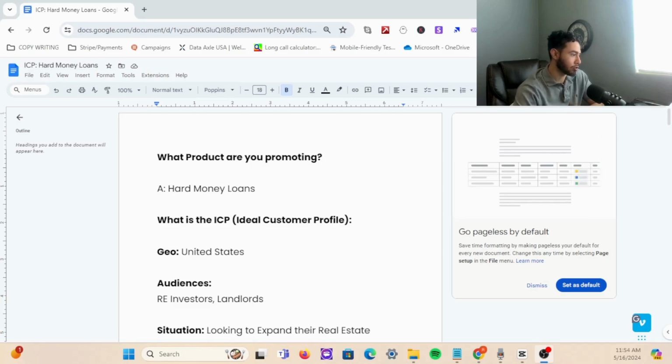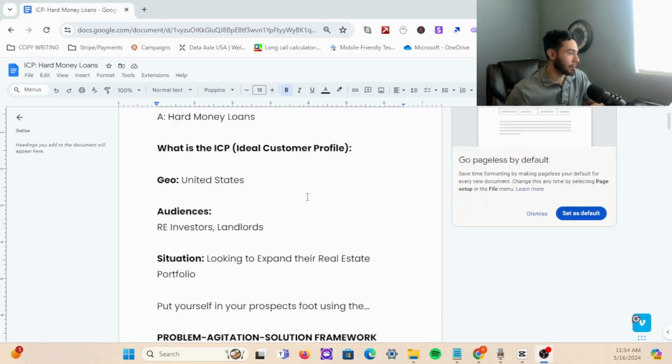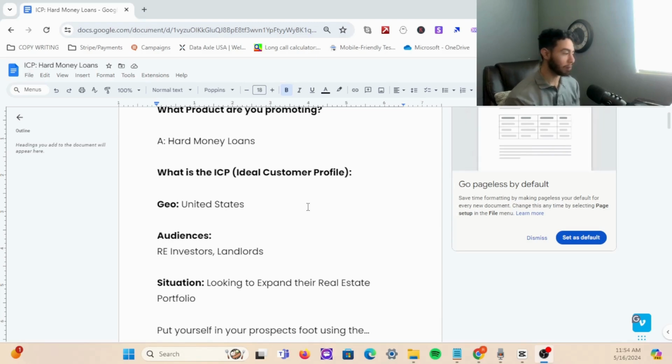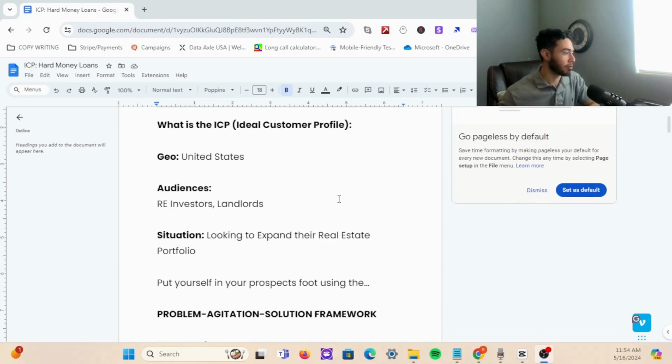I'm going to go through those right now, but you can see it on the screen right here. So there's a doc. What's the situation most of them are in? If you think about it, most that are looking for hard money loans are looking to expand their portfolio. That's a given. Now you should try putting yourself in their shoes first. What do I mean by that? We need to understand exactly what kind of problem we're solving for here, so we can create our angles in our ads.